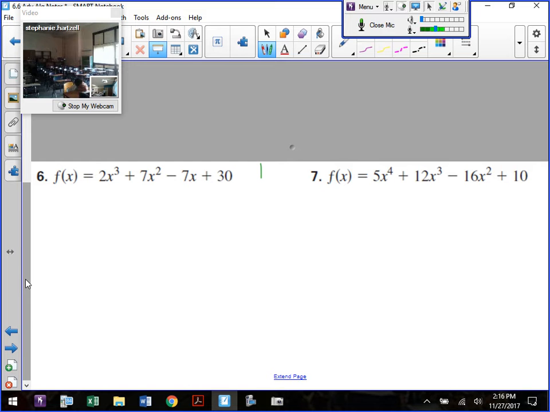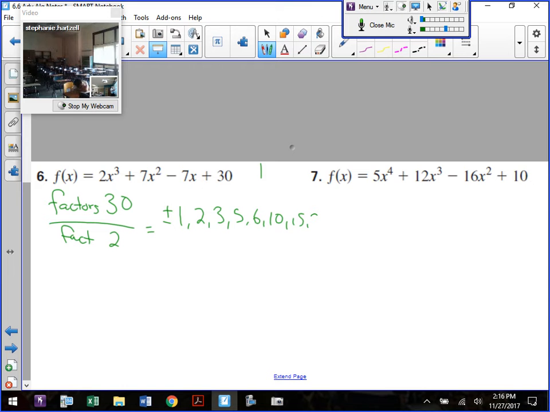So you do the same thing. We list out all of the factors of our tails. My 1 is at 30, the other one is at 2. So I'm listing all my factors of 30 divided by the factors of 2. That's going to give me plus or minus 1, 2, 3, 5, 6, 10, 15, and 30, all divided by 1 and 2.